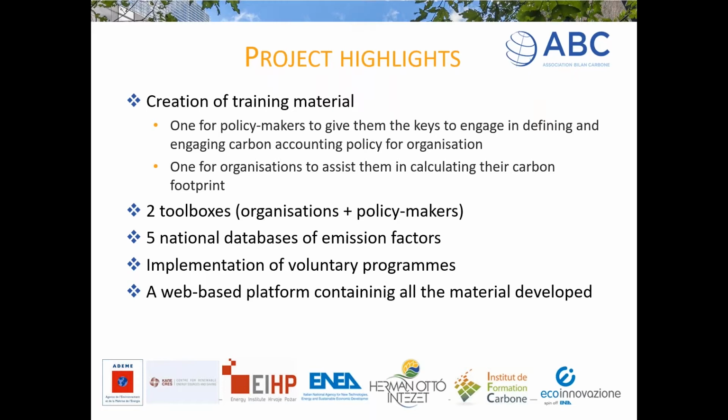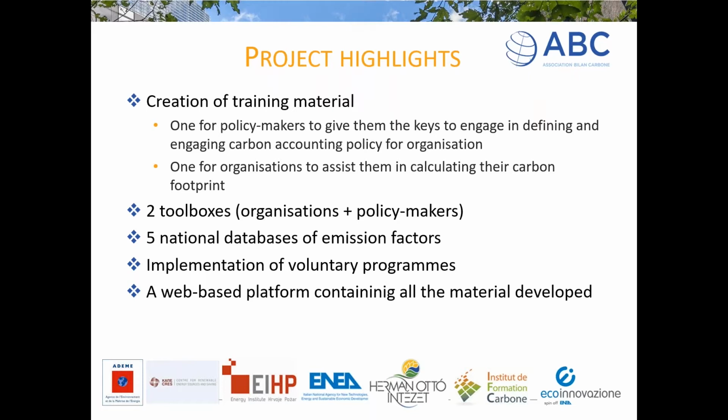2 toolboxes have been developed, one for the organizations and another one for the policymakers. These 2 toolboxes are available on the Clim'Foot platform. The toolboxes bring a way for each kind of public to improve their knowledge about carbon accounting and climate challenges, up to the final step, which is calculating their carbon footprint.